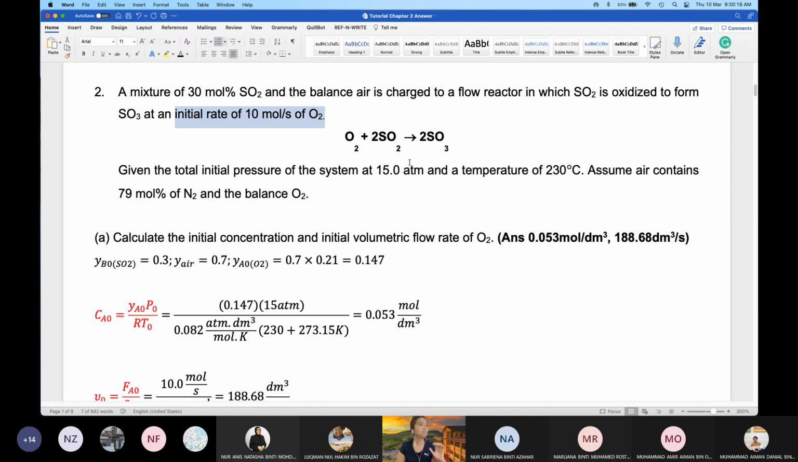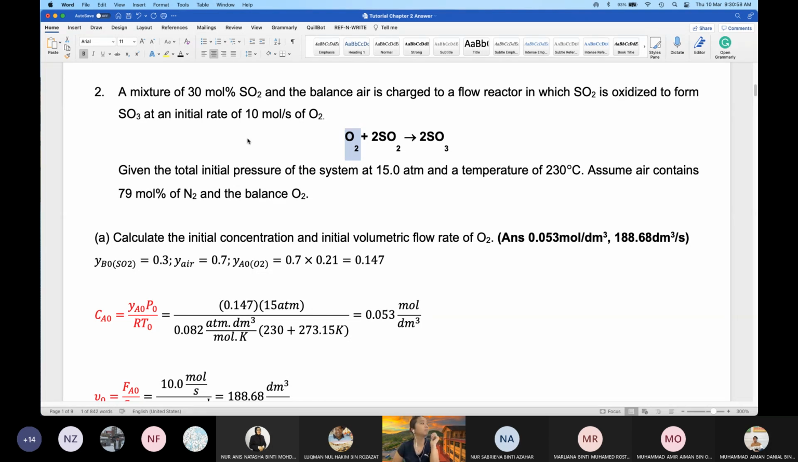But normally kita akan calculate dalam bentuk ABC, right? We always calculate FA0, CA0, so on and so forth. So how do we know which is A, B, C and D? As I told you, our A is always the limiting reactant. Okay. If they do not state which one is limiting reactant, because we have two reactants, SO2 and O2, if the question did not state which is the limiting reactant, you can and may assume the first compound in your chemical equation as your A. So maksudnya oxygen gas ni adalah A kamu, SO2 is your B, SO3 is your C.